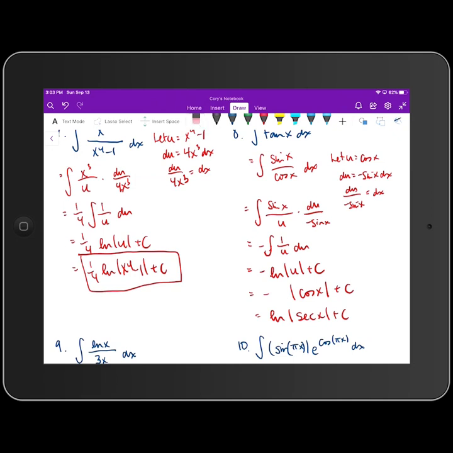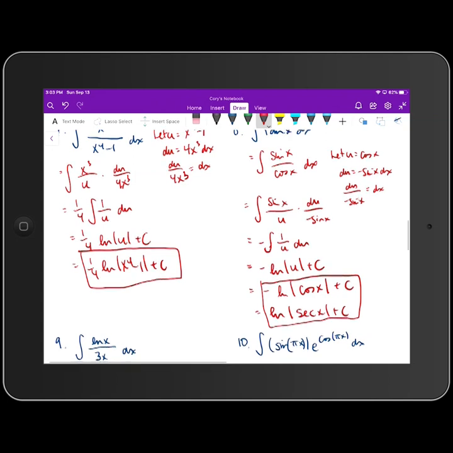So either of those two ways are acceptable for writing the antiderivative of tangent. I'm going to box both of them. Both of those are acceptable. They're just different ways of writing the same thing using your log properties.